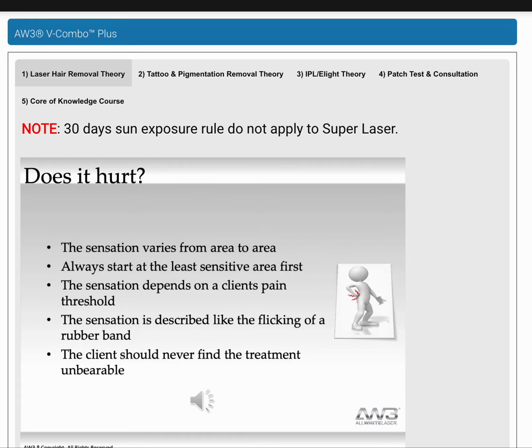Does the hair removal treatment hurt? The sensation will vary from area to area. We always start on the least sensitive area first. The sensation will depend on a client's pain threshold. The sensation is described like the flicking of a rubber band. The client should never find the treatment unbearable.